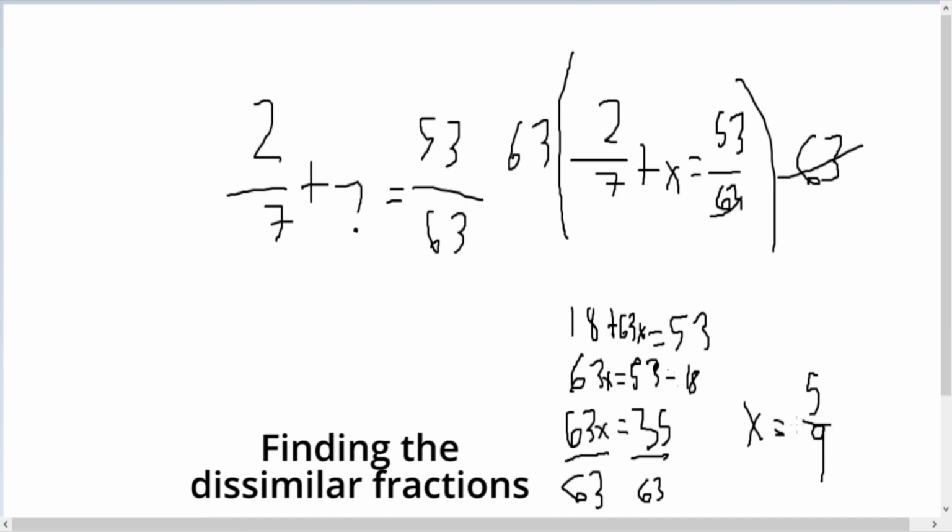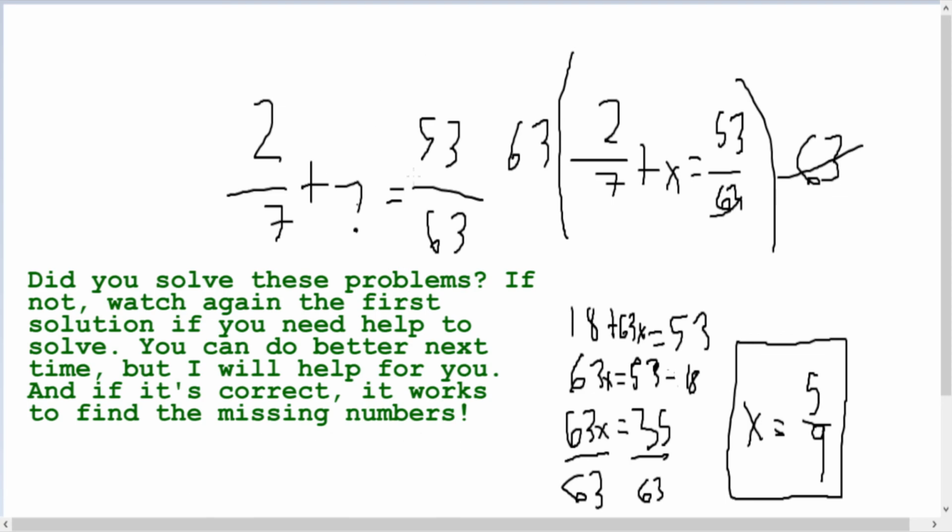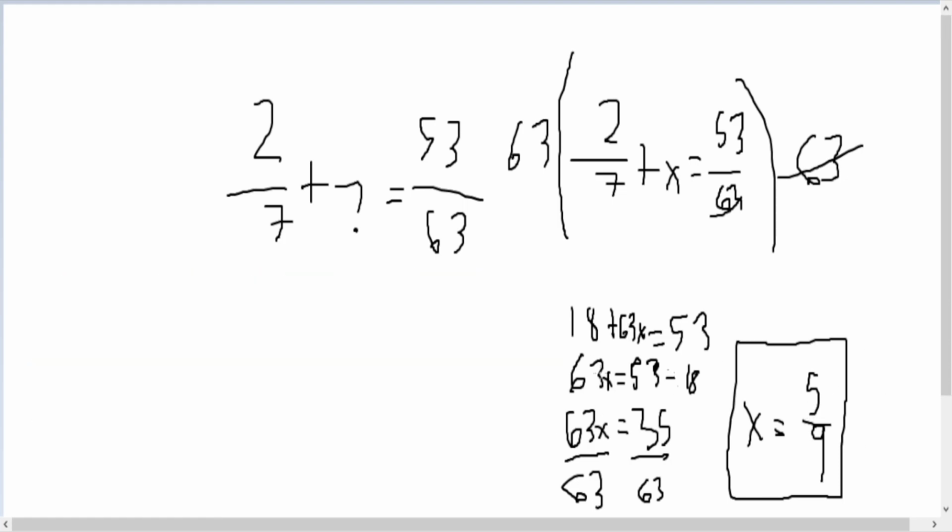Okay, so did you get it? The dissimilar fractions. If it's hard, you can try your best. If you need help, you just go back to the first solution and I will answer it for you. If this works well and it's good, then that's it for finding the whole numbers and fractions.